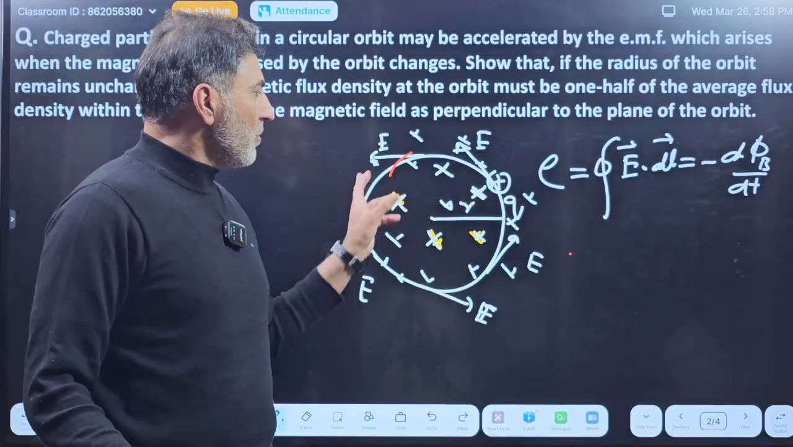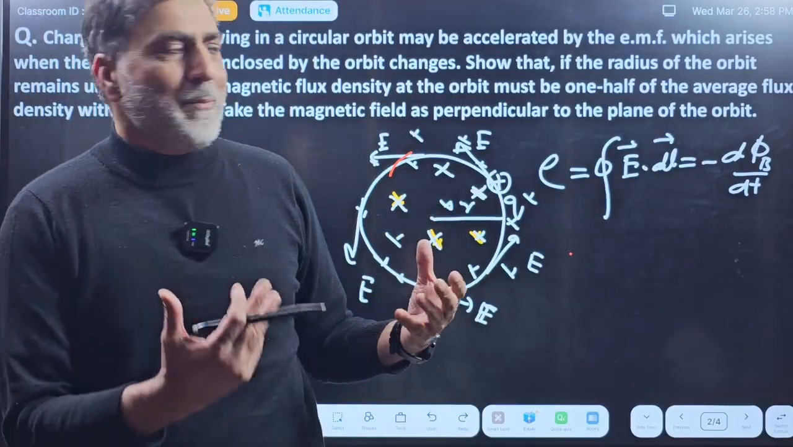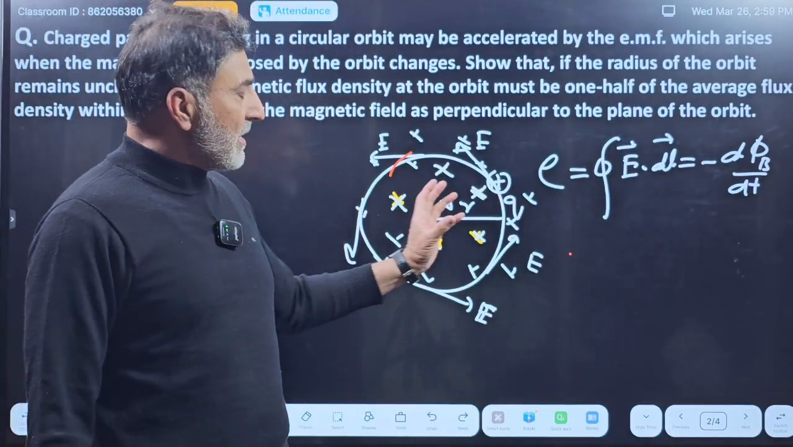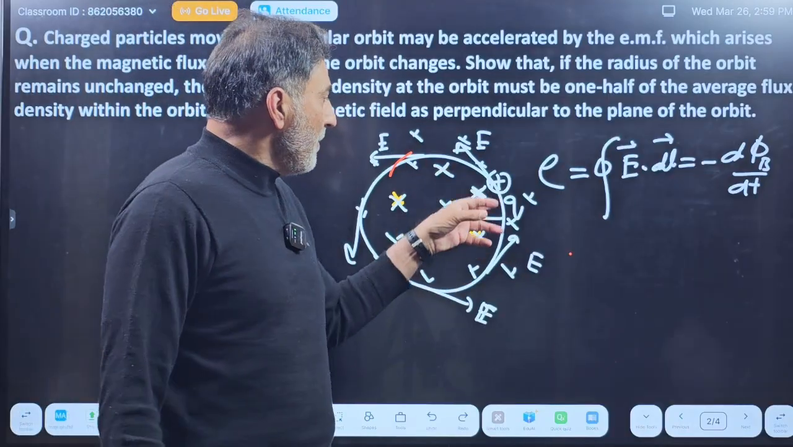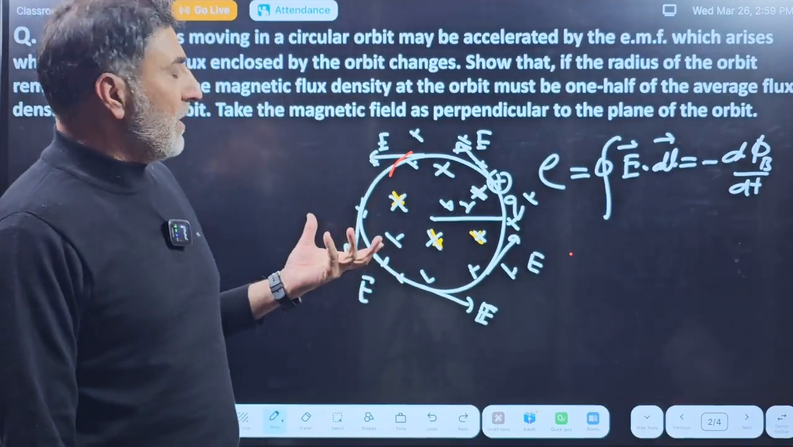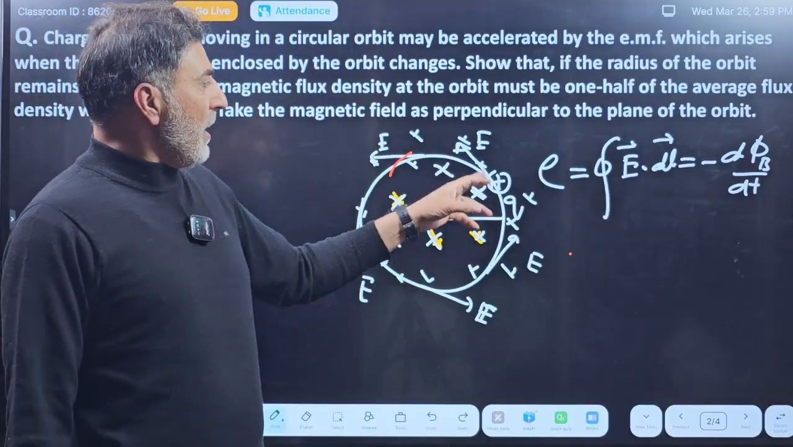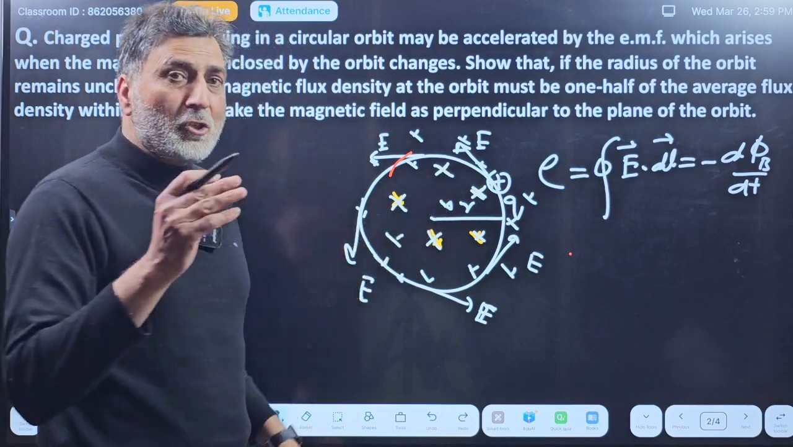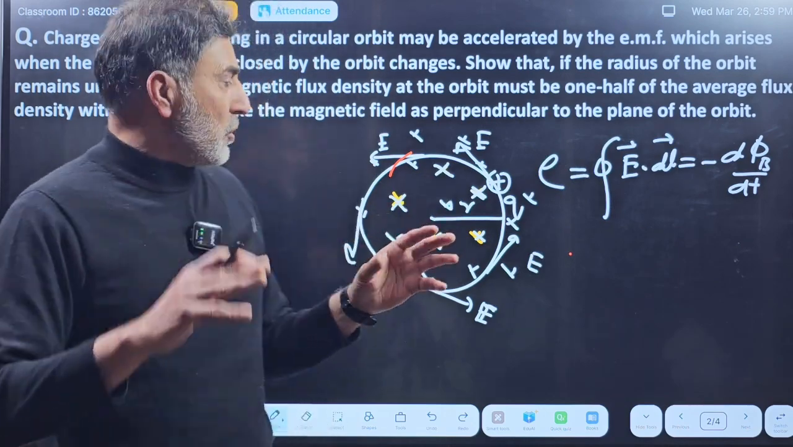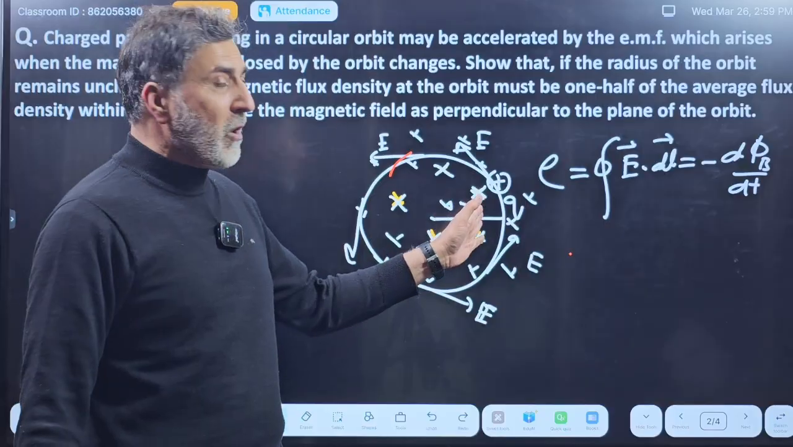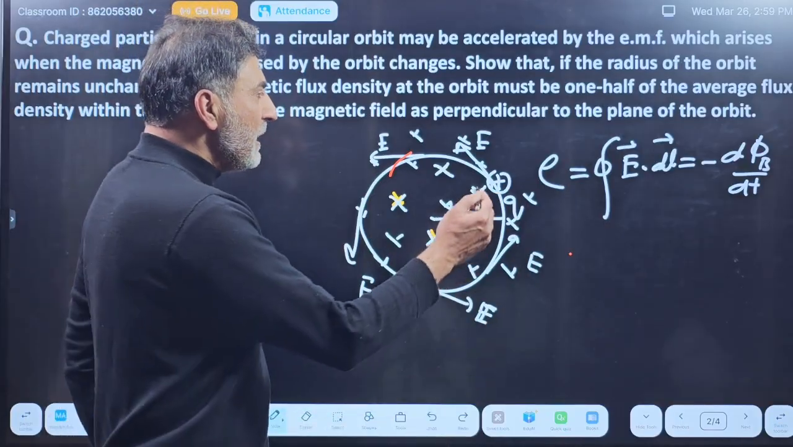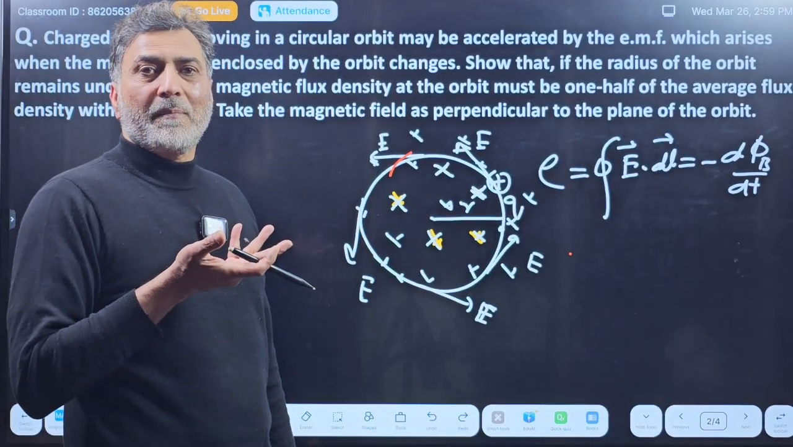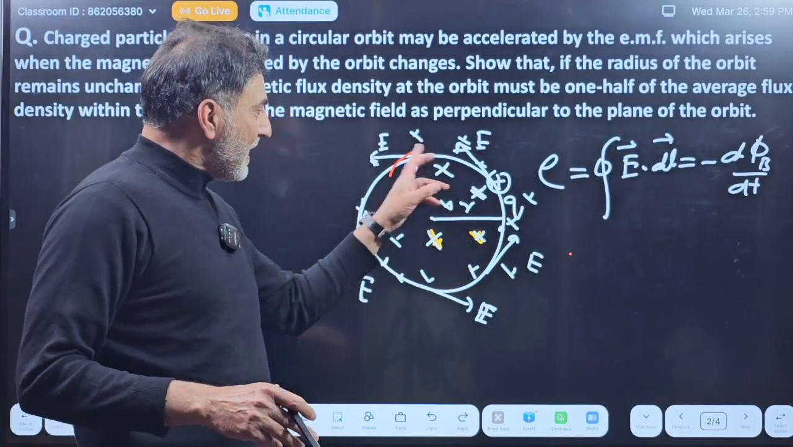We want this circular orbit to remain fixed. So what should we do, or what should be the configuration of this magnetic field so that the orbit of the circle remains fixed? That is what the problem is. The orbit should remain fixed, and the magnetic field, which changes in time, should also change in space. It should change with position as we go away from the center. So the magnetic field on the periphery of the circle, what should be its relationship to the average magnetic field inside the circle?